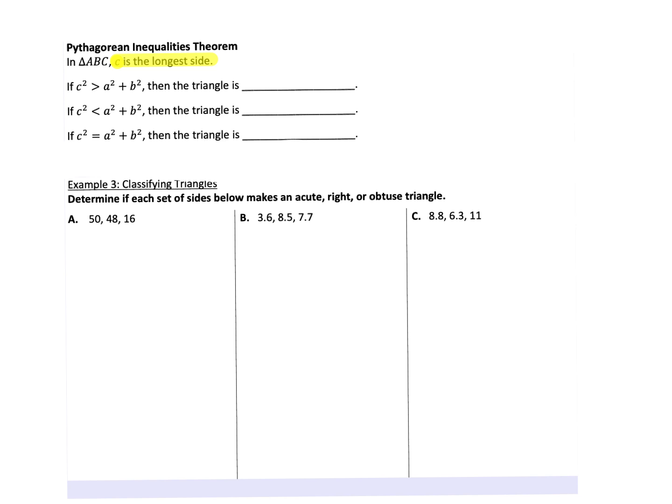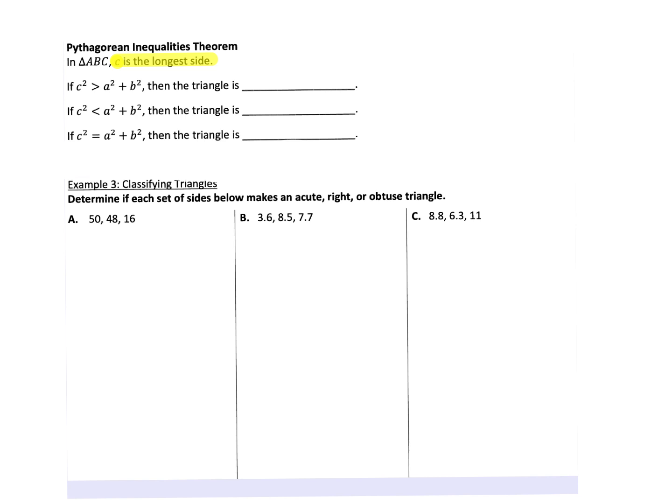The Pythagorean theorem can also be used in reverse to help classify a triangle. A squared plus B squared equals C squared only works for right triangles. But if we let C be the longest side in the triangle and we test out the relationship between C squared and A squared plus B squared, that value of how they compare is going to determine if we have an acute, right, or obtuse triangle.